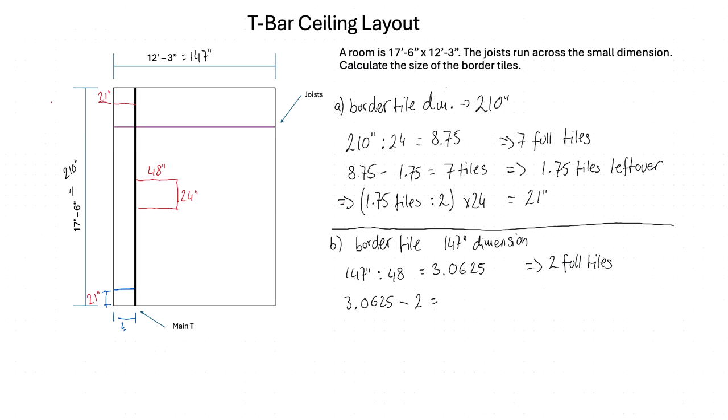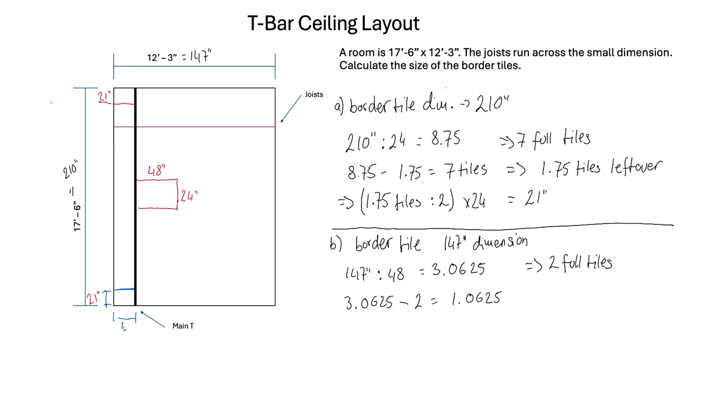leaves us with 1.0625. So we're just over 1, right? But because of the extra 0.0625, once we divide it in half, our ceiling tile will still be just over half the total width, which is exactly what we're looking for.